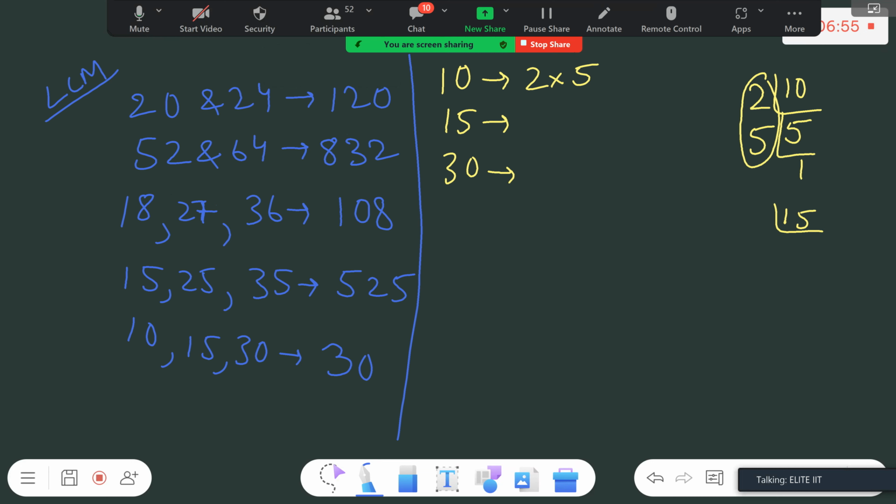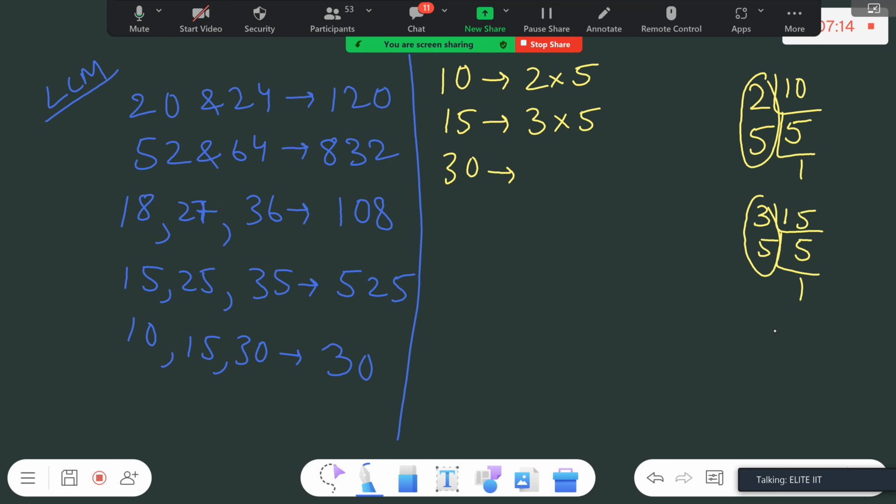Next for 15. Let us start with 2. Can you divide 15 by 2? No. Can you divide it by 3? Yes, it will be 3 into 5. Again, 5 is a prime number itself. So 15 is 3 into 5.